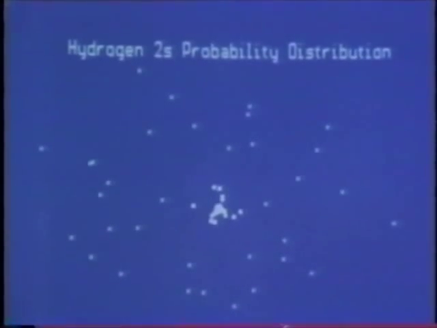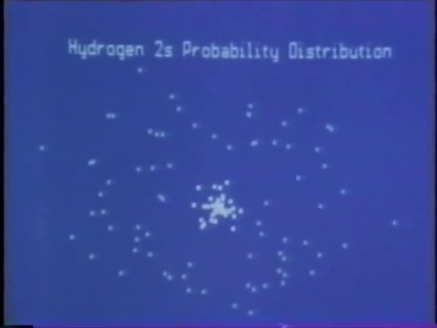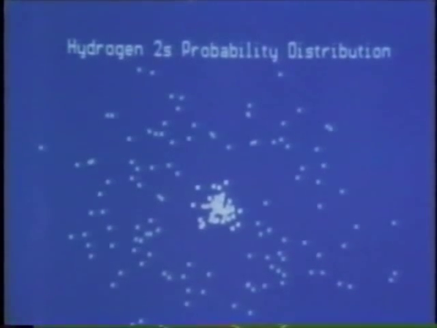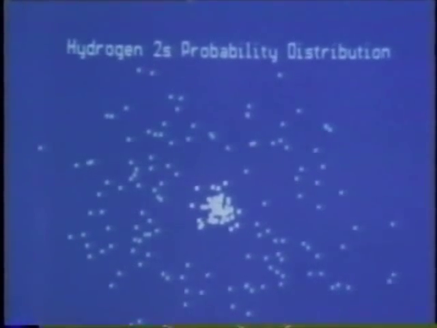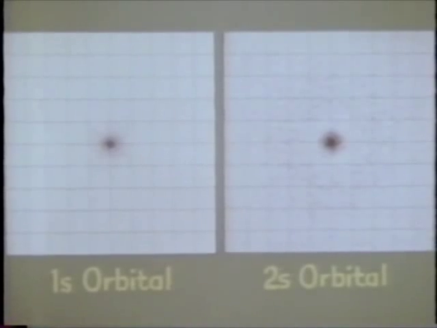Each point has the same significance as a point on our map showing where the hummingbird was seen. The pattern of points describes the 2s orbital in probability terms. Let's compare this 2s orbital to the 1s orbital. They are shown here, plotted to the same scale.